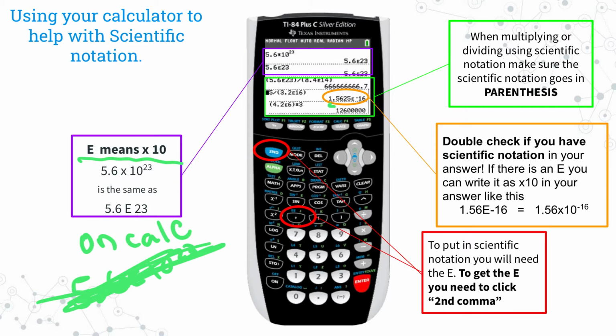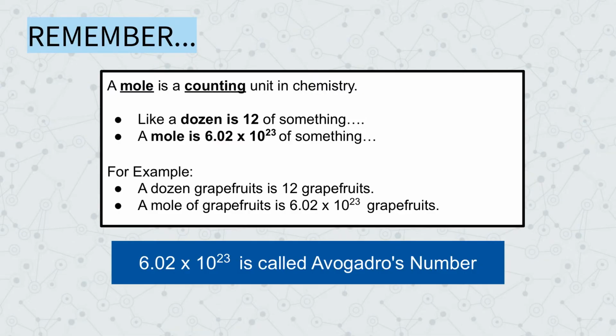So then here's some other tips on how to type them into your calculator. To get the E, you need to hit the second and then the comma. So remember, a mole is a counting unit in chemistry. It's like a dozen is 12 of something. A mole is 6.02 times 10 to the 23rd of something.